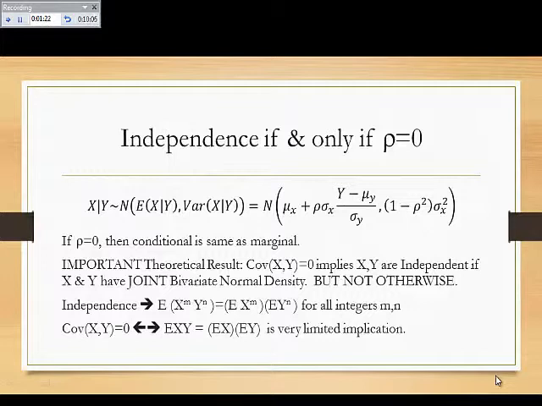And that's very important to understand, because rho equals 0 means that x and y are independent. The knowledge of y doesn't give us any information about x. The marginal distribution of x, what you know about x without having any knowledge of y, is the same as what you know about x having knowledge of y.